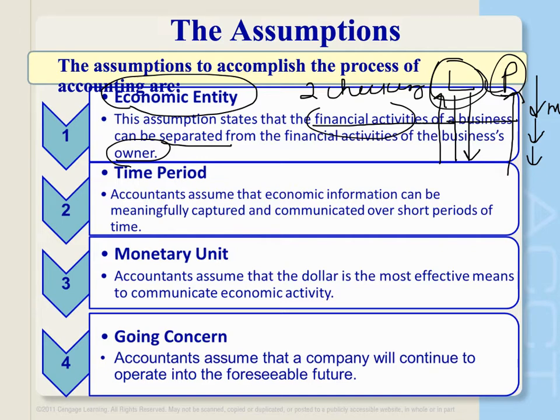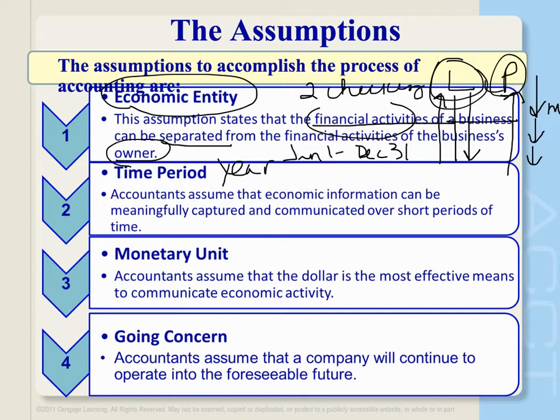The second assumption is that we're going to assume that this economic information is meaningful if we communicate it over short periods of time. So we have what we call a time period. All companies typically act in a 12-month period. The 12-month period is a year. Now, that year can be January 1 to December 31. We call that the calendar year.